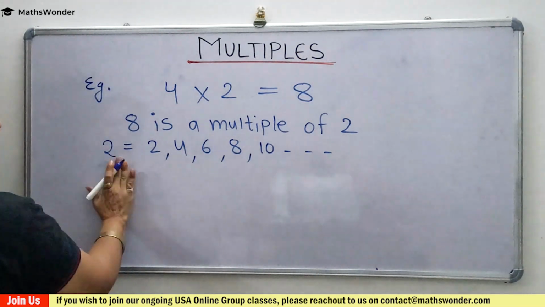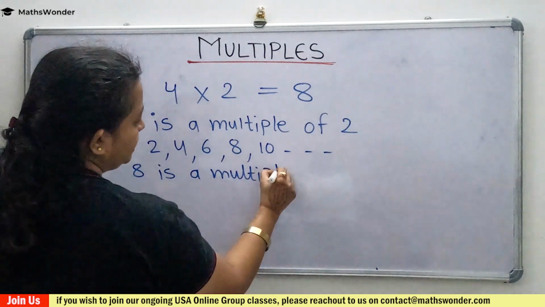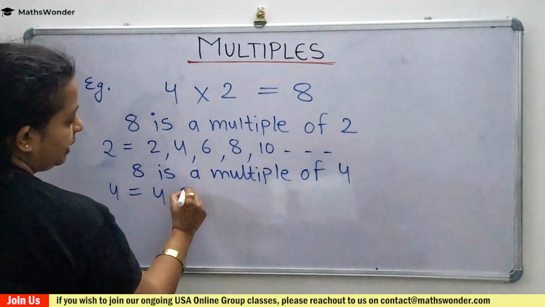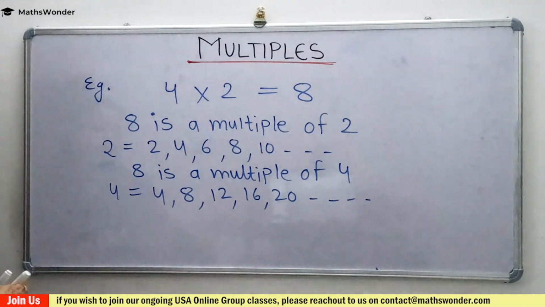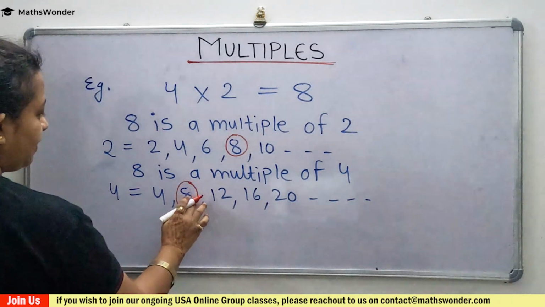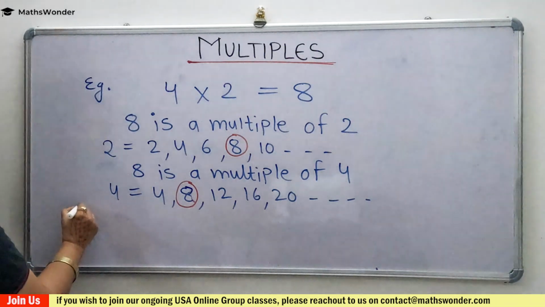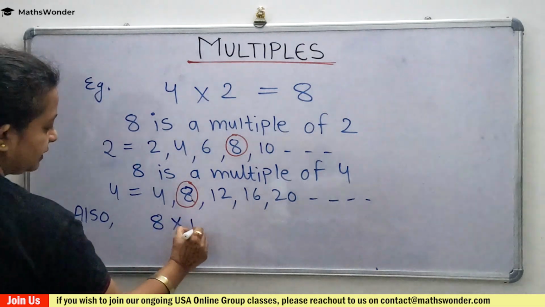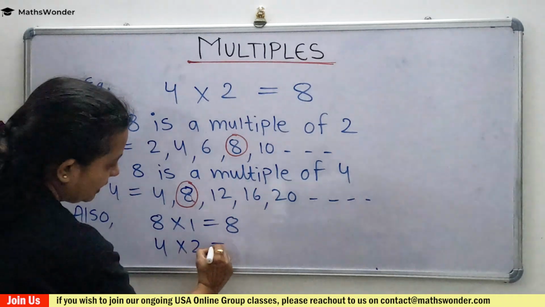Same, you can write it: 8 is a multiple of 4, as we find the multiples of 4: 4, 8, 12, 16, 20, and so on. So basically what we did here, 8 is here and 8 is here. When we do the division, you will get the same thing. Also you can write it in another way: 8 times 1 is 8, and 4 times 2 is 8.